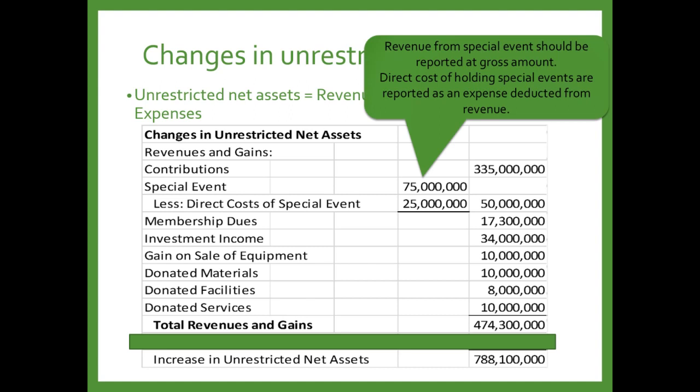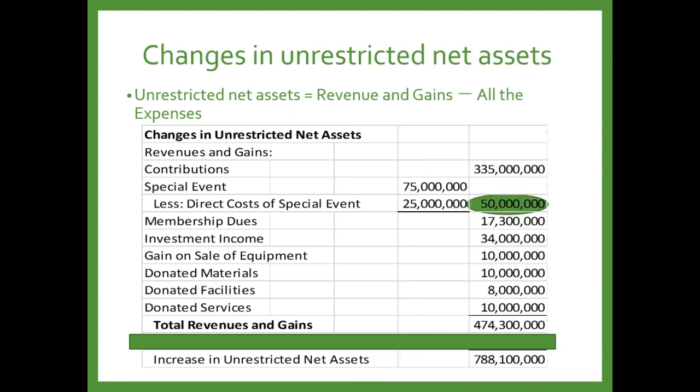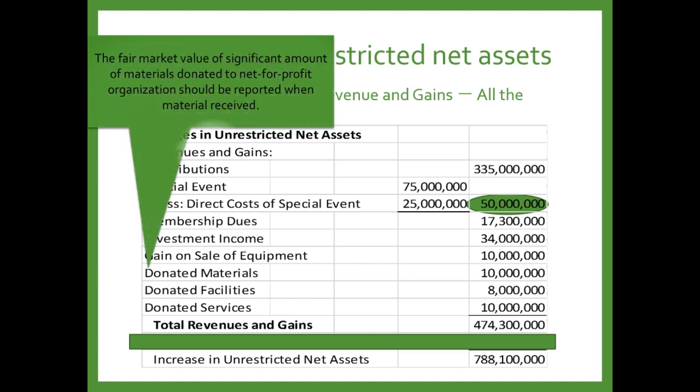This is the correct way to demonstrate it for you, so I wanted to demonstrate that here, where we have our special event being reported at gross of $75 million, and then we go ahead and subtract our direct costs of $25 million. You'll notice the $50 million is what we put over into the right column. That's just to help us see that we want to include that amount in our grand total. Next, we want to make sure that we put in all of the donated items, including materials, facilities, and services. All 3 of these are going to be reported at their fair market value.